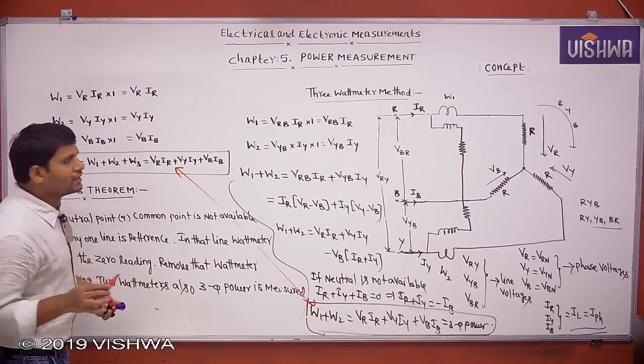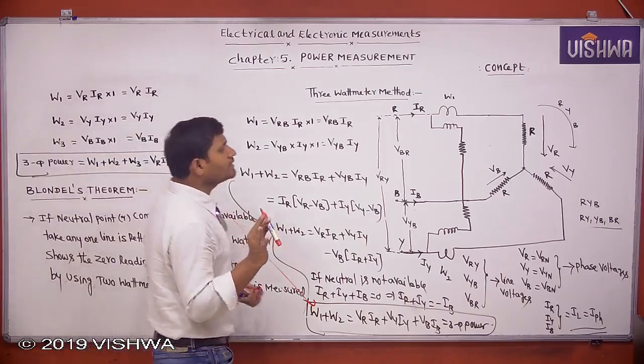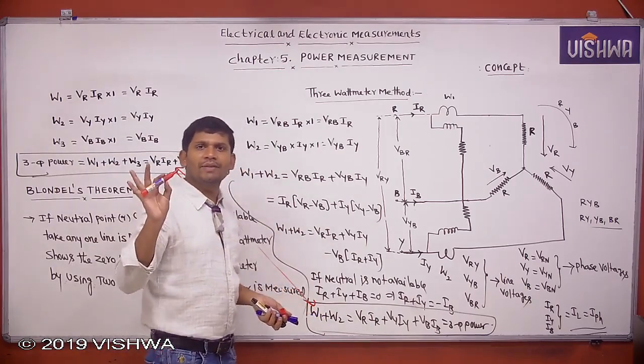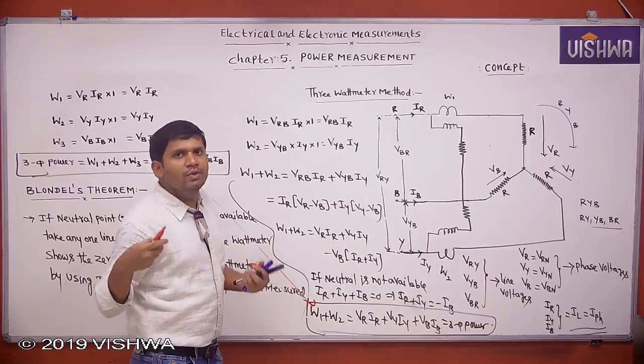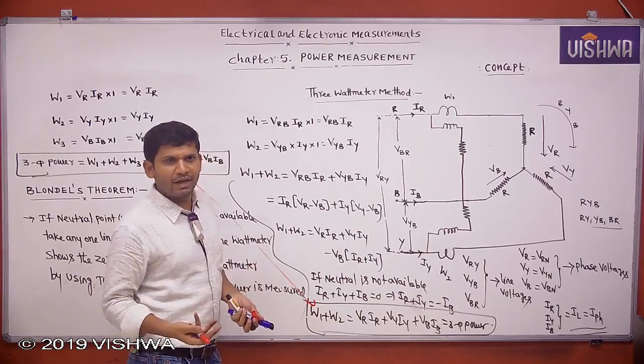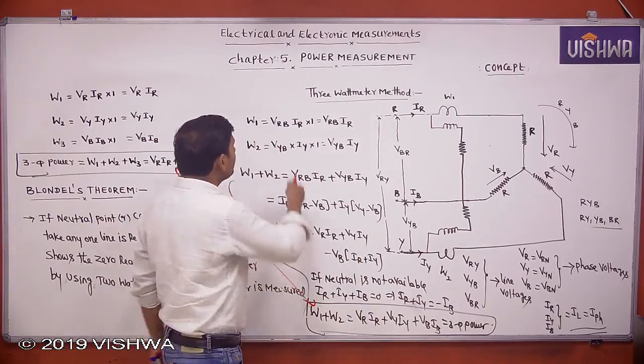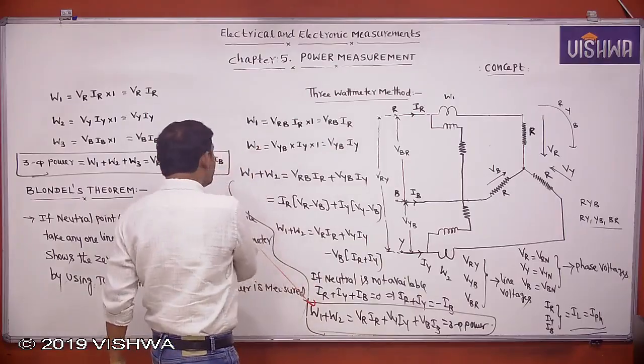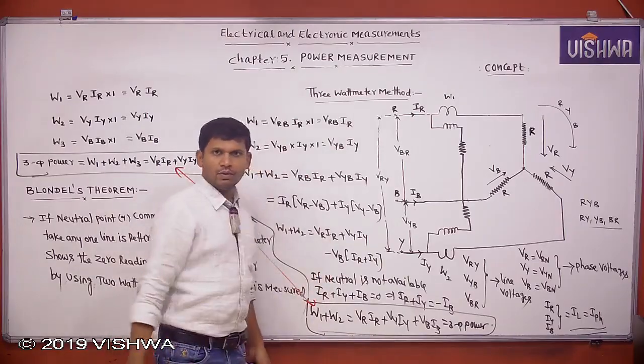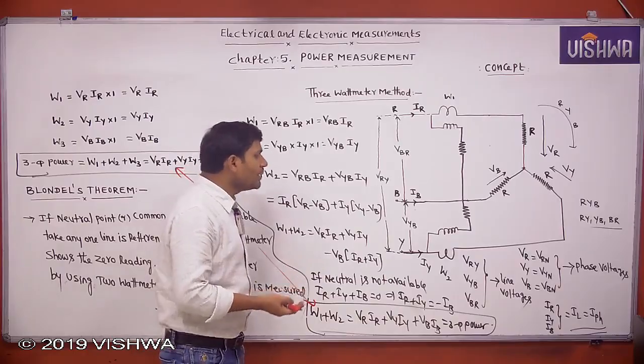The condition is, if the neutral point or common point is not available, then only we can apply the 2 wattmeter method. Otherwise we go for the 3 wattmeter method. Clear? Note down. This is the proof for Blondel's theory. This is a statement and this is the proof. We have proved that by using 2 wattmeters also we can measure.